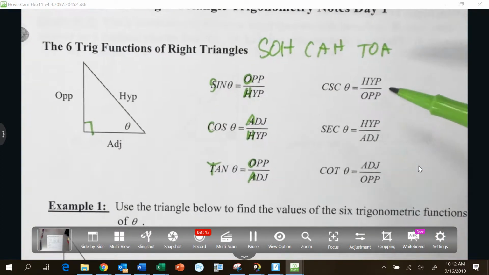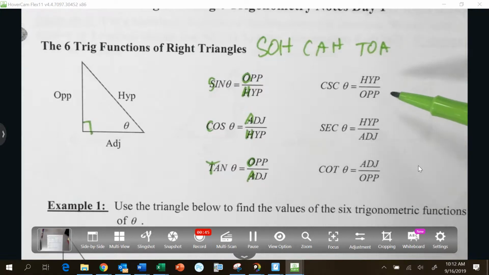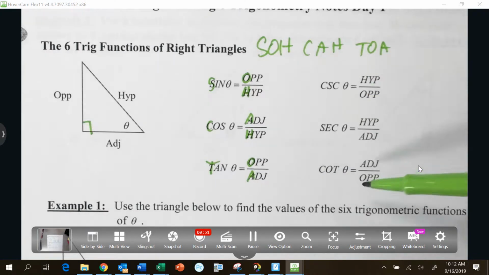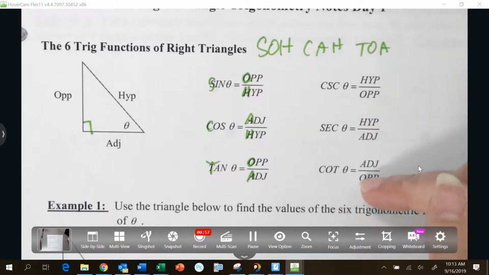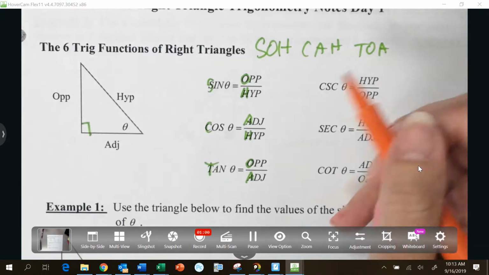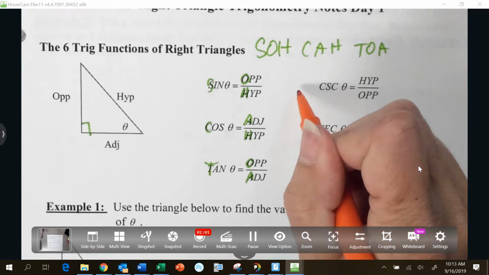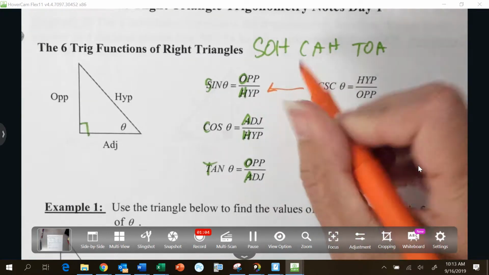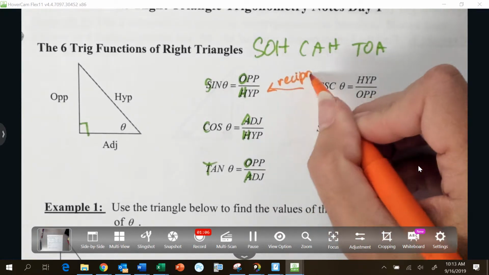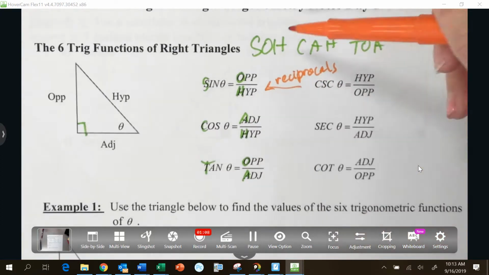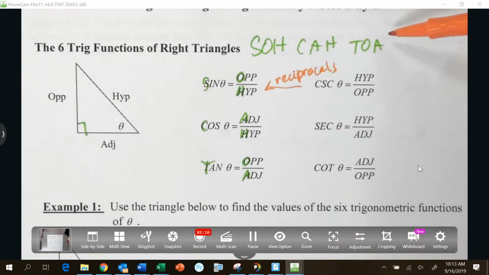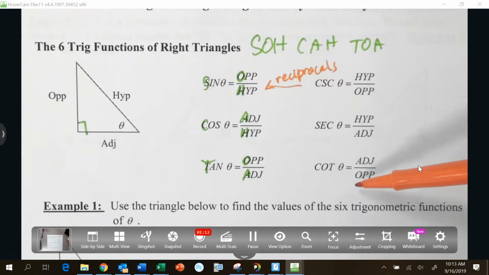From here, we also have the reciprocal trigonometric ratios: cosecant, secant, and cotangent. So you do have to remember these. But I remember them because they are reciprocals of their partner here. So if I can remember SOHCAHTOA, then I can find cosecant, secant, and cotangent.